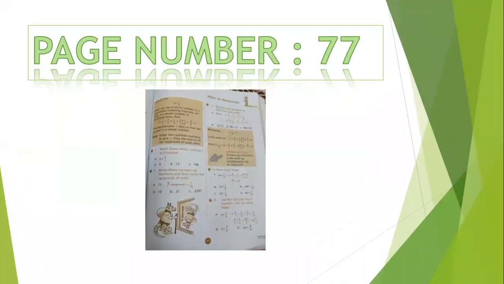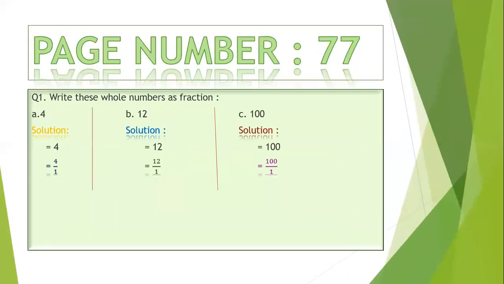Now page 77, there are 5 questions, and all the questions and all parts of these questions are included in our syllabus. Question number 1 is write these whole numbers as fraction. 4. Only 4 is given. When we write 1 in the denominator, it will become a fraction. So the fraction of 4 will be 4 over 1.